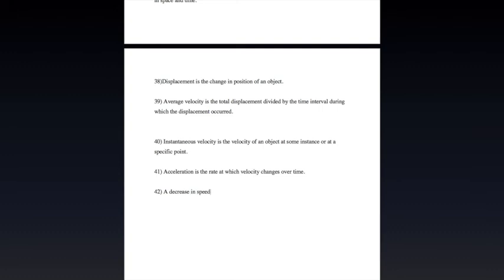occurred. Next we'll talk about what is instantaneous velocity. Instantaneous, coming from instant, is the velocity of an object at some instant or at a specific point. What is acceleration? Acceleration is the rate at which velocity changes over time. Next we have, what is a decrease in speed called? A decrease in speed is called deceleration.